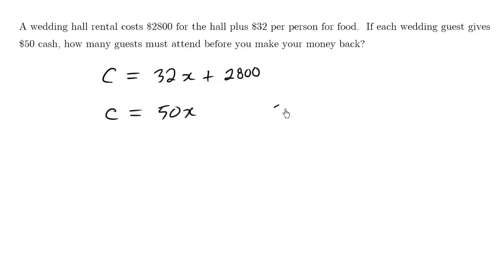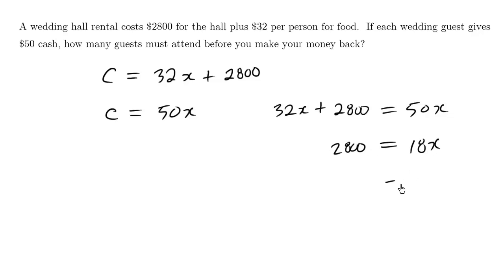We're going to say 32x plus 2,800 equals 50x. Use some basic algebra. I'm going to subtract 32x from both sides. We get 18x equals 2,800. Divide both sides by 18, and we get x. Using your calculator, it's exactly equal to 155.5 repeating.